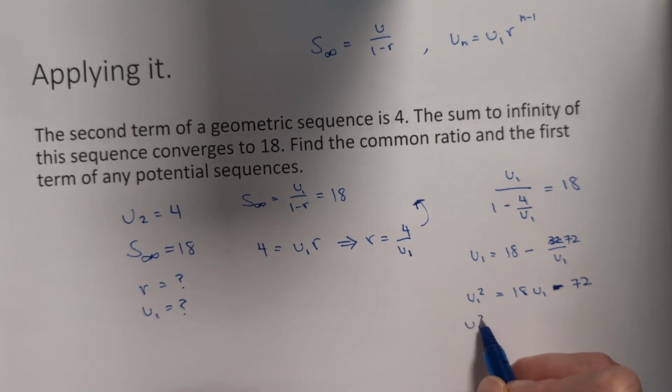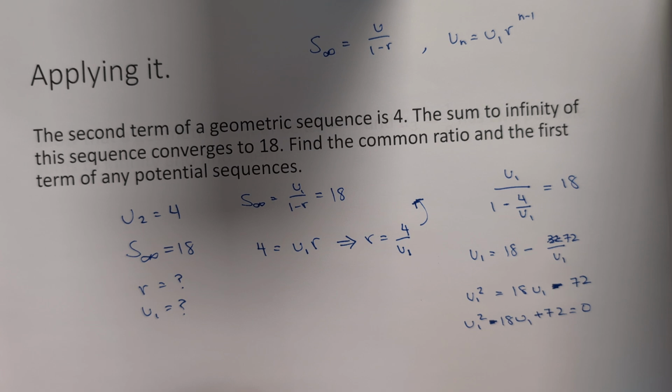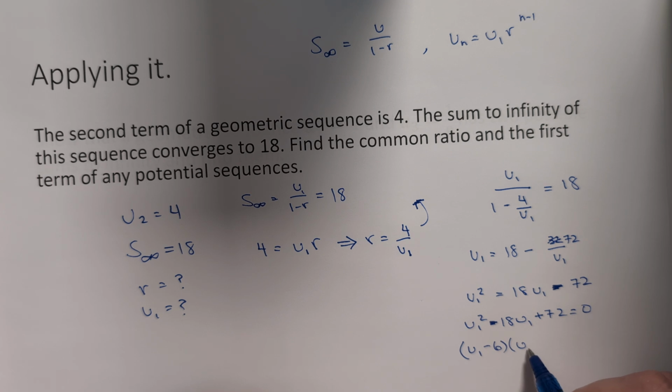So to solve quadratics, make it equal to 0. I'm very much struggling with that. There we go: u sub 1 squared minus 18 u sub 1 plus 72 equals 0. And this is a nice, easy thing to factor. So I'm going to solve this by factoring. You could use the quadratic formula, or for now, you could use your calculator. We'll talk more about them going forward.